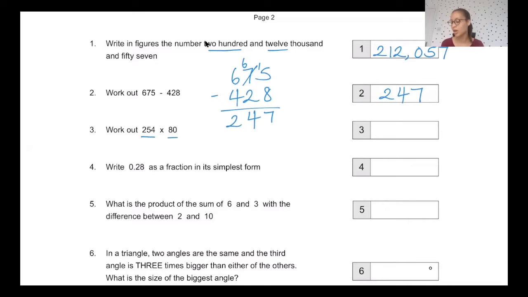Work out 254 times 80. Anyone know the quickest way of doing that? I don't want you to do the whole thing using the column method. Any suggestions? 254 times 8. Yes, so do 254 times 8 and then add the 0. 2, carry the 3. 5 times 8 is 40, add the 3, carry the 4. 2 times 8 is 16, add the 4 is 20, and then we'll add a 0 to that because it was 80 and not 8. So 2, 3. There we go.